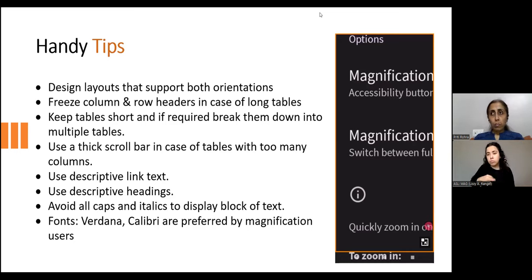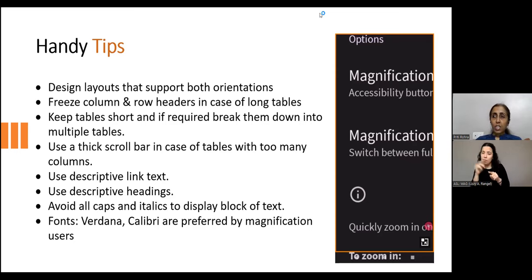When a long table has multiple columns, too many columns, a horizontal scroll bar is added for the benefit of all users. Now, in many designs we see, they add a very thin horizontal scroll bar. It becomes very difficult for magnifier users to scroll through that scroll bar. When you're using a scroll bar, make it a thick one, which is prominent enough and easy for magnifier users to scroll through. As a good practice, avoid long tables, break them down into small, simpler tables, and it will be an easier and more comfortable reading experience for all users, not only magnification users.